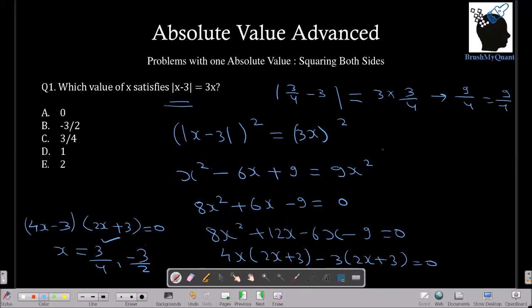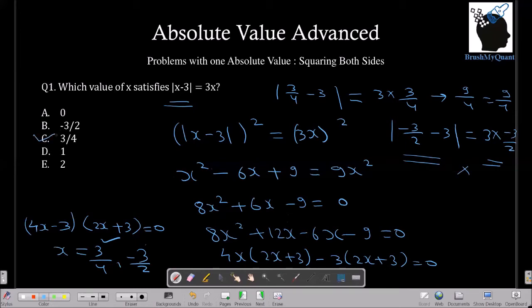Let's try minus 3 by 2 also. So once we substitute, we'll get mod of minus 3 by 2 minus 3 is equal to 3 into minus 3 by 2. Now on the left hand side, you have positive number and right hand side, you have negative number. So definitely this is not true. So your answer is x is equal to 3 by 4.